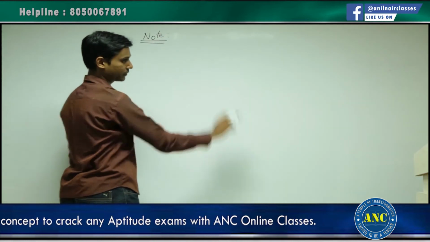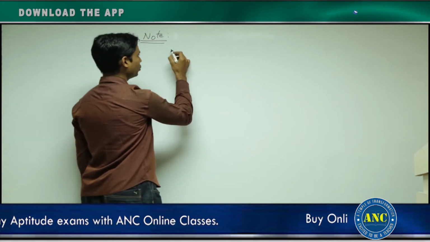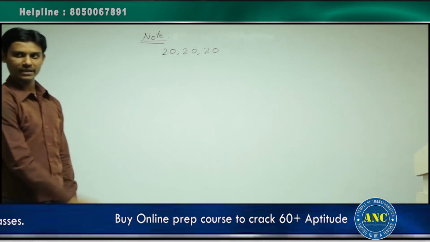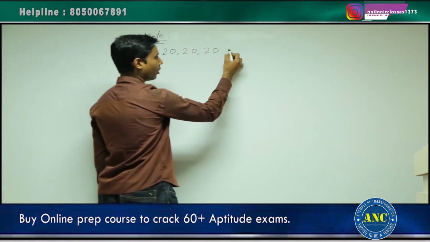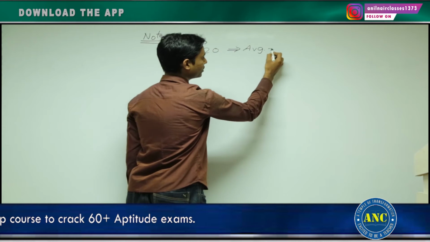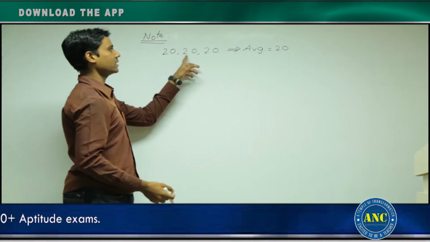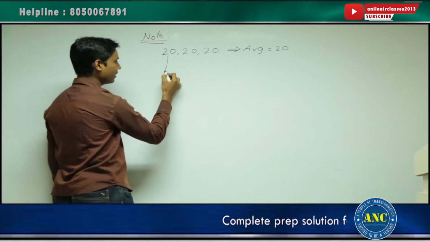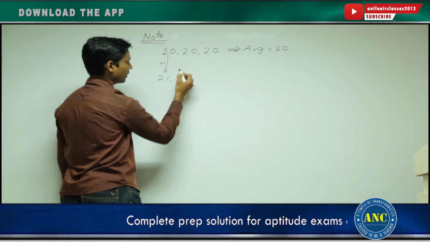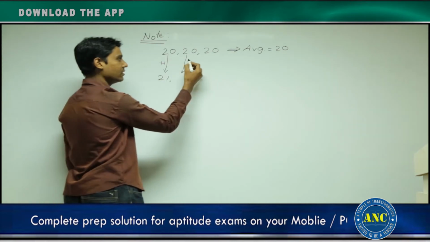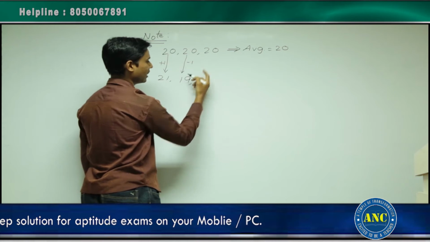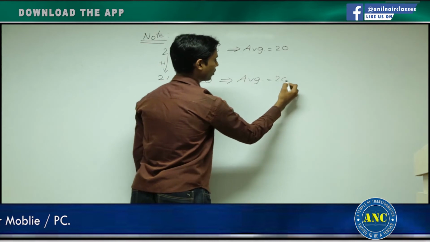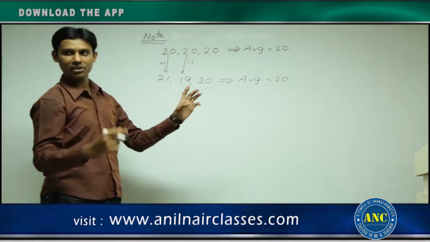Please see here. Suppose I have a series. Assume that all the terms in the series are 20. I have a series 20, 20 and 20. There are 3 terms in the series, all the terms are 20. What is the average of this series? The average of this series is also 20, because 20 plus 20 plus 20 by 3, 60 by 3, is nothing but 20. Right? Now see here. Suppose I increase this term by 1. It becomes 21. To nullify that increase of 1, I will decrease this term by 1. It becomes 19. I will not make any changes to this term. What is the average? The average is still 20, because the sum of these 3 terms is again 60. 60 by 3 is still 20.